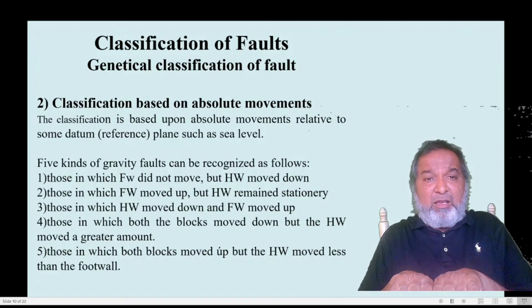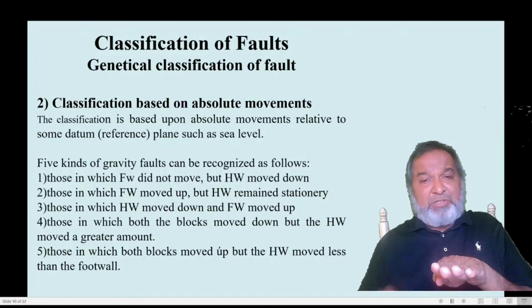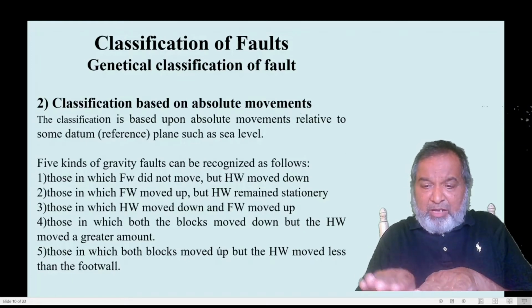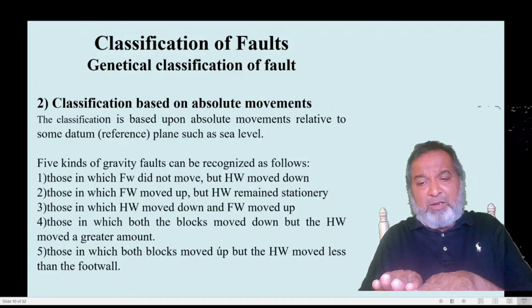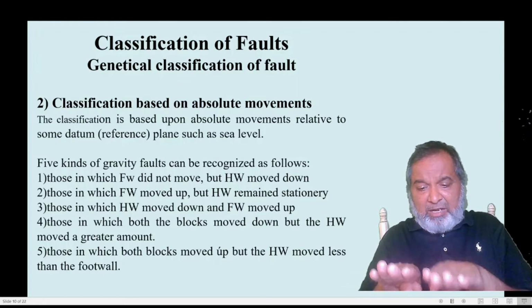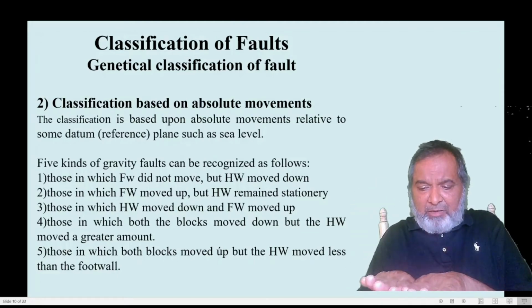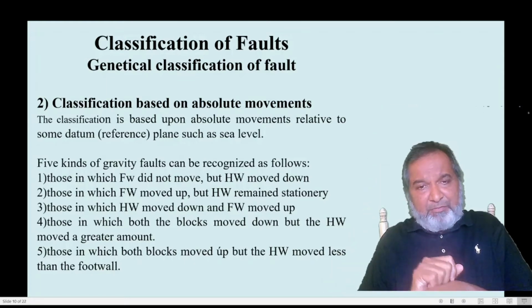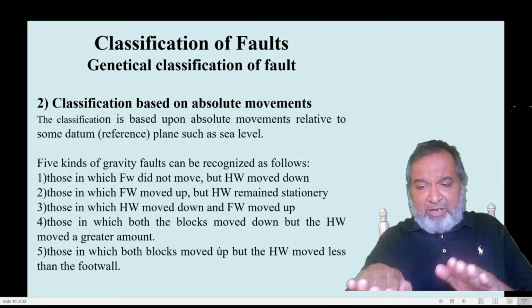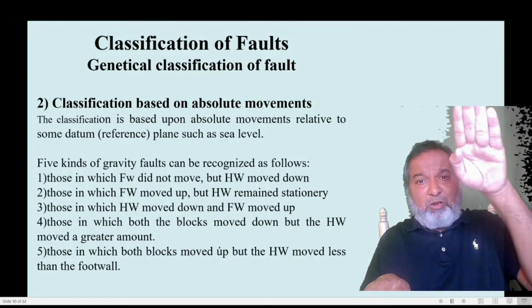Now in this, the first movement: the hanging wall is moved down. Now what is happening? Footwall remains constant, hanging wall goes down. The second one: hanging wall remains stationary, footwall goes down. So this is one, first time hanging wall goes down, second time footwall goes down. Or otherwise, the simple one, we'll take one by one. The hanging wall goes down, that is one, footwall remains constant. Second one, hanging wall goes up, footwall remains constant, that is the two movement. Next one, footwall goes down. Next one, footwall goes up.